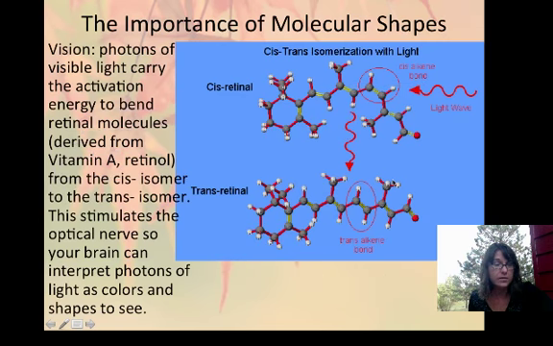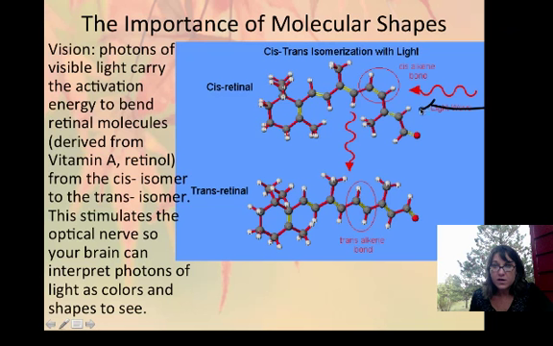Let me clear the writing. There we go. Especially in your body. You've heard of trans fats. Well, that word has meaning. Trans means they're arranged across from one another. So the cis-trans configuration in an isomer happens in your eye so that you can perceive light.